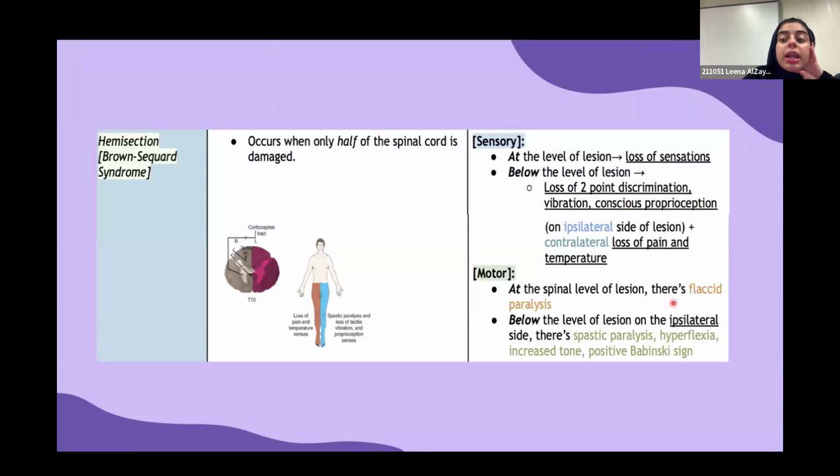As for the motor, you will have flaccid paralysis at the level and spastic paralysis ipsilaterally below the level. Why is it ipsilateral? Because the decussation happens in the medulla. So we still didn't decussate, we're still in the spinal cord. Okay? Are these symptoms clear, guys? The hemisection?